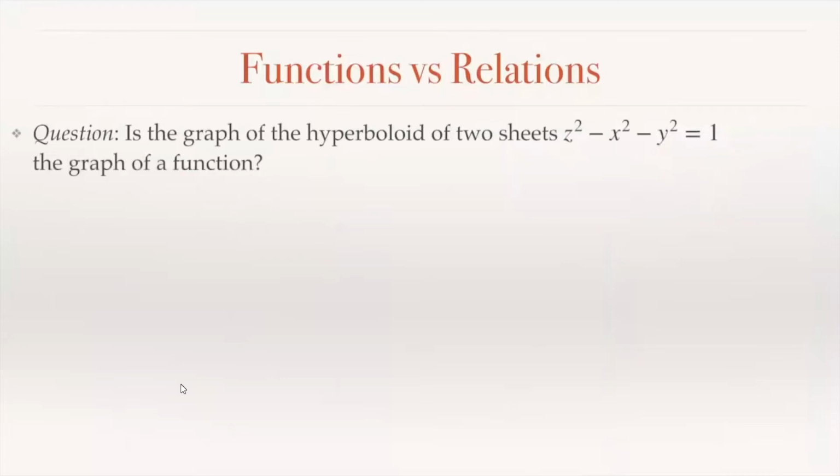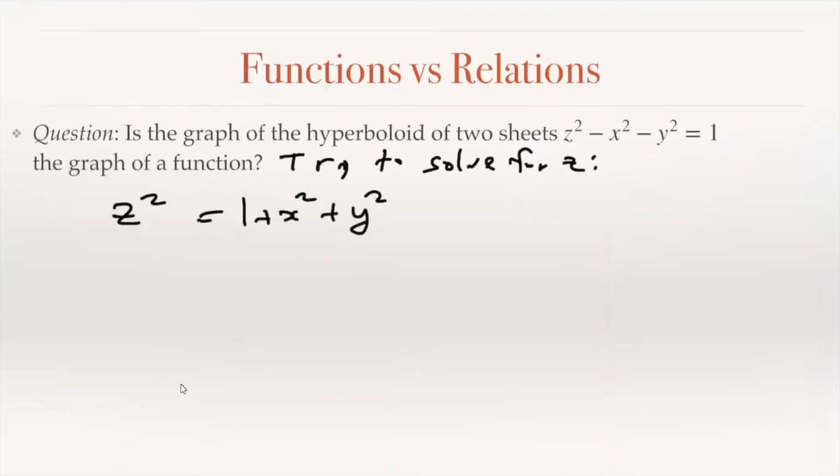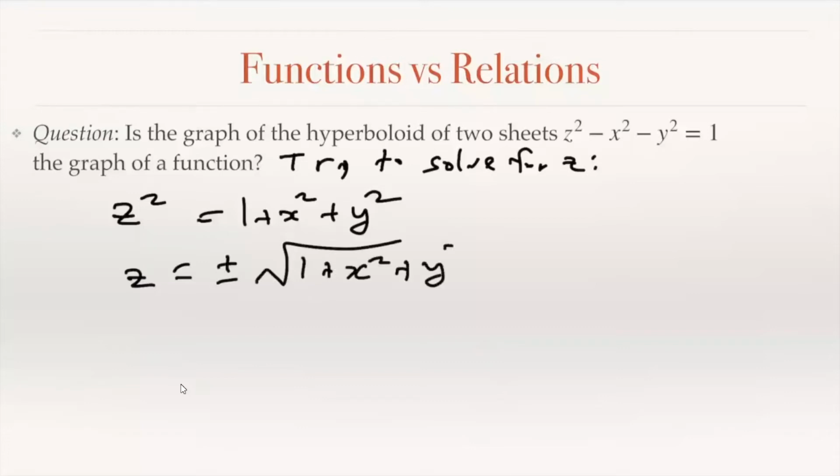We can do this by trying to solve for z. Doing that, we have z squared is 1 plus x squared plus y squared, and then z is plus or minus the square root of 1 plus x squared plus y squared. And that has two outputs for each input. So that is a no, it is not a function. It is a relation among x, y, and z, though.